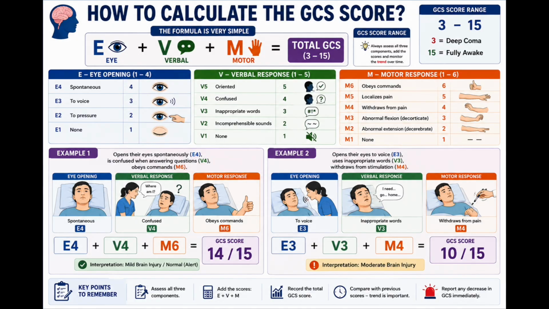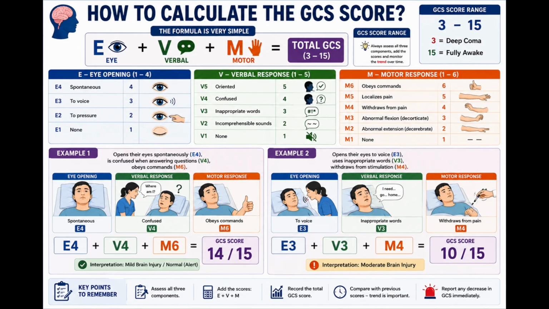How to calculate the GCS score? Now let's see how to calculate the total GCS score. The formula is very simple. Eye plus verbal plus motor equals total GCS. For example, suppose the patient opens their eyes spontaneously, E4, is confused when answering questions, V4, and obeys commands, M6. So, E4 plus V4 plus M6 equals GCS 14/15.